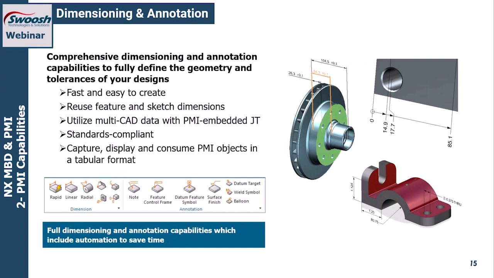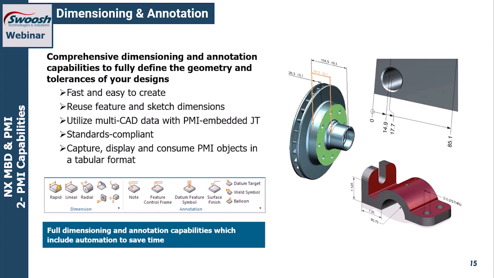So we'll take a look at the dimensioning and annotation inside of your PMI capabilities here. This is a comprehensive dimensioning and annotation capability that is going to allow you to fully define the geometry inside of your 3D environment here. So it's fast and easy to create this PMI on your parts. The tool set is going to be very familiar here.